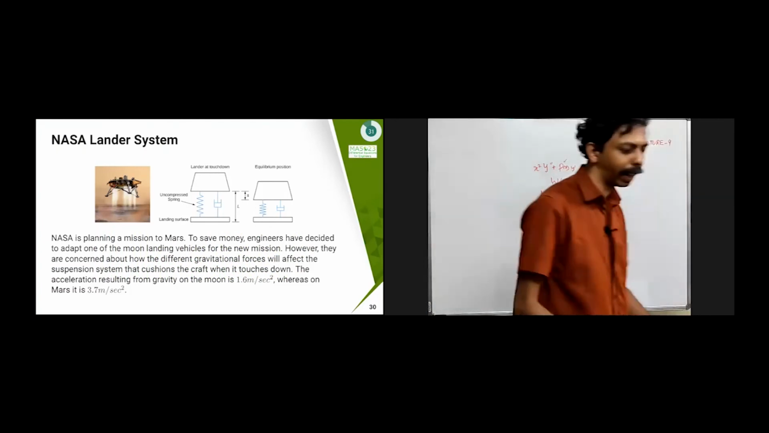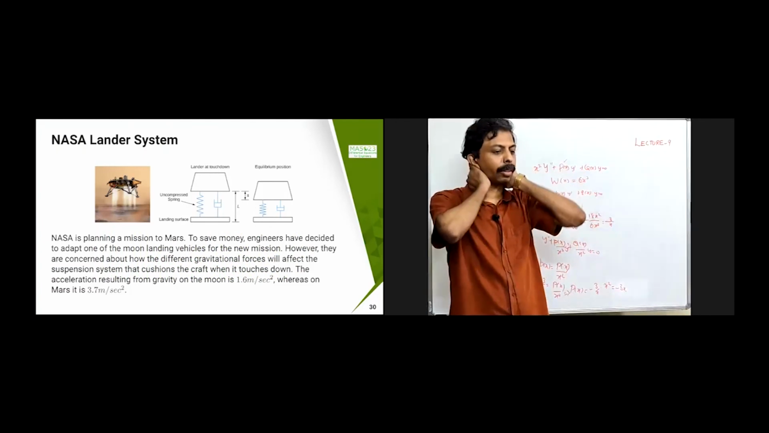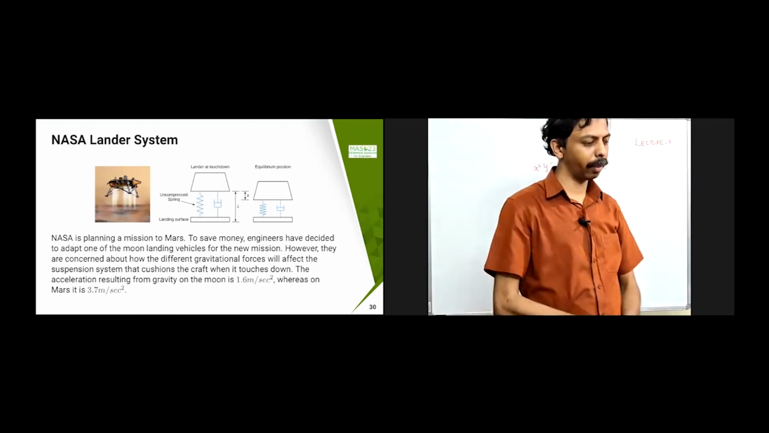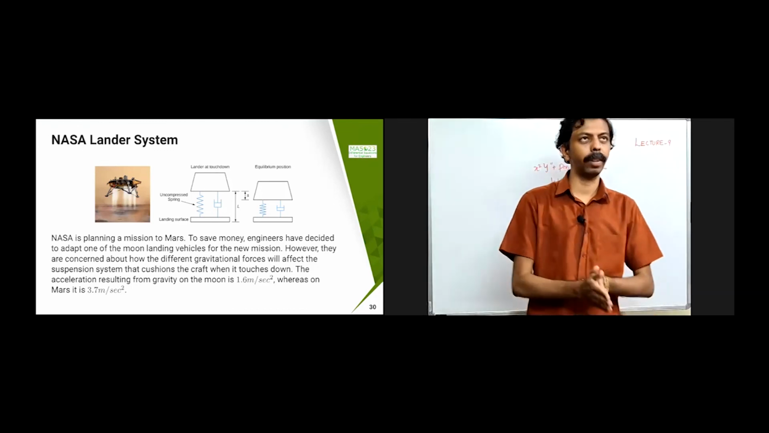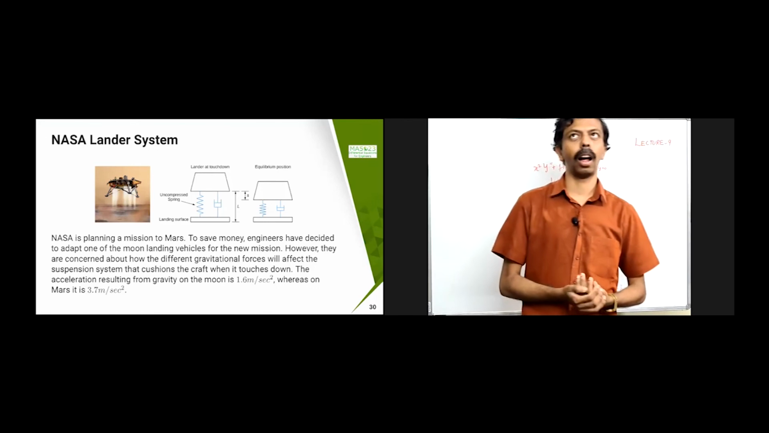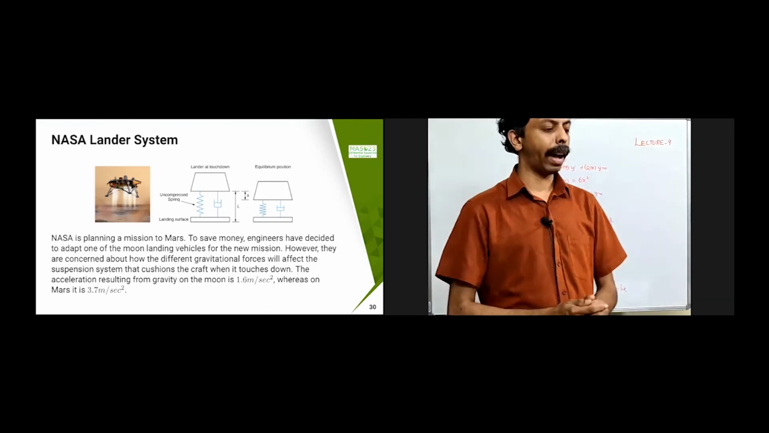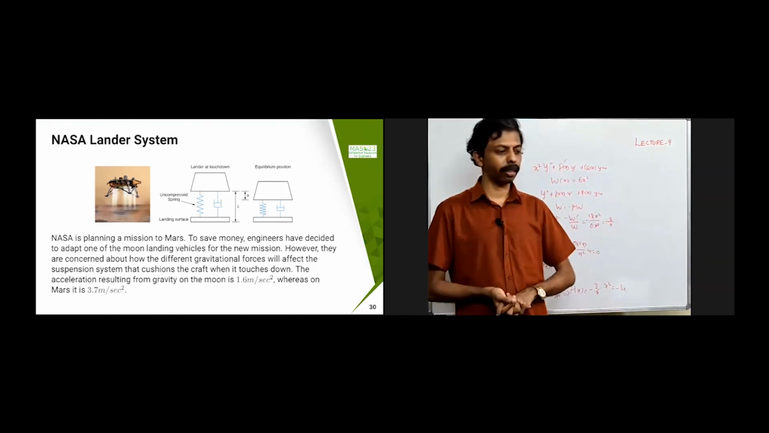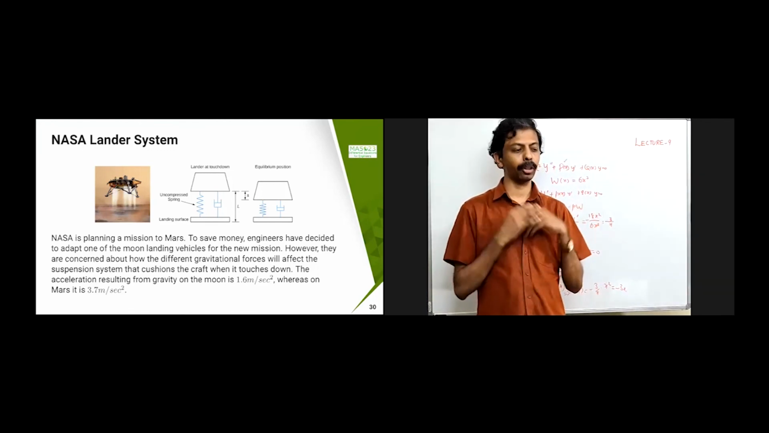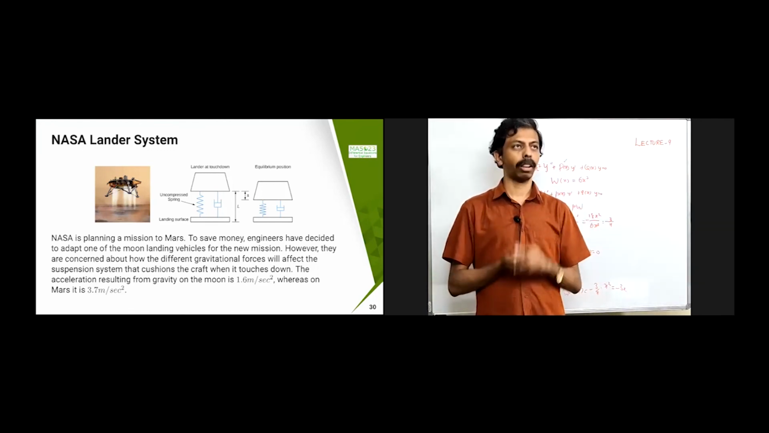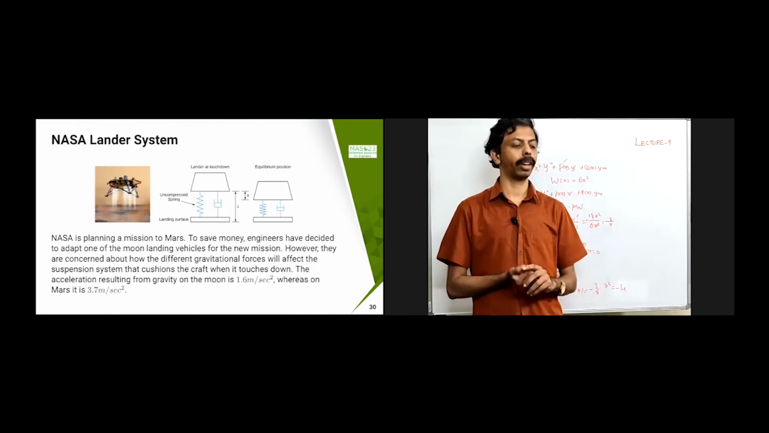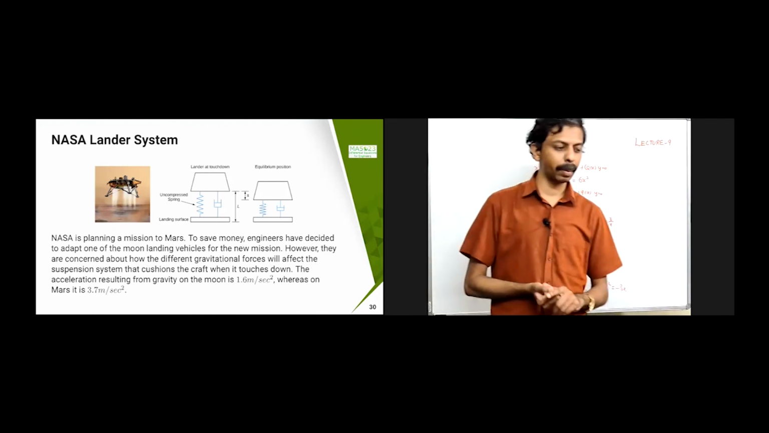So this is one of the practical problems which I am just highlighting, which I was solving. We were asked to solve this problem from NASA and ESA. So the question is, you have a lander system. NASA was planning a mission to Mars. Already they sent one, so they were planning a mission to Mars.